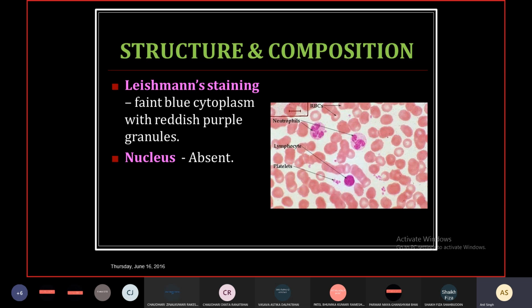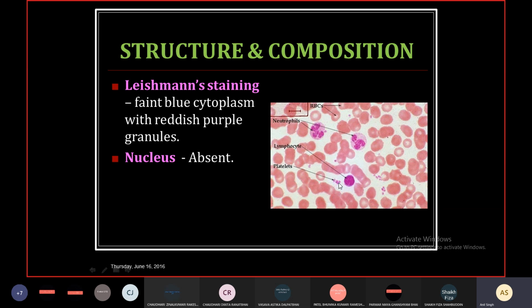If you stain the platelets with Leishman stain, then the platelets will appear with blue cytoplasm and reddish purplish granules. You can see here, this is a WBC. On Leishman staining, the WBC appears like this. This is an RBC, and these small structures you can see here are the platelets. Their cytoplasm will be stained faint blue, while the granules which are present will be stained reddish purple.